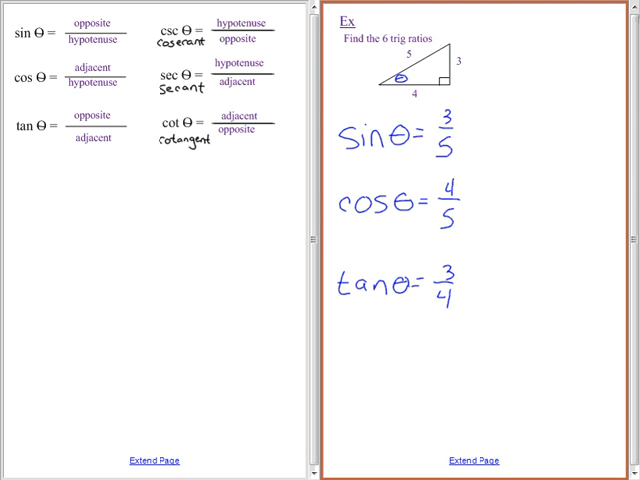So there are my first 3. And then I take the reciprocals of them. Now keep in mind, you need to make sure that sine and cosecant are reciprocals of one another. You have to know which one goes with which. So those are your 6 trig ratios. It's just the cosine, sine, tangent of your theta equals its specific ratio.